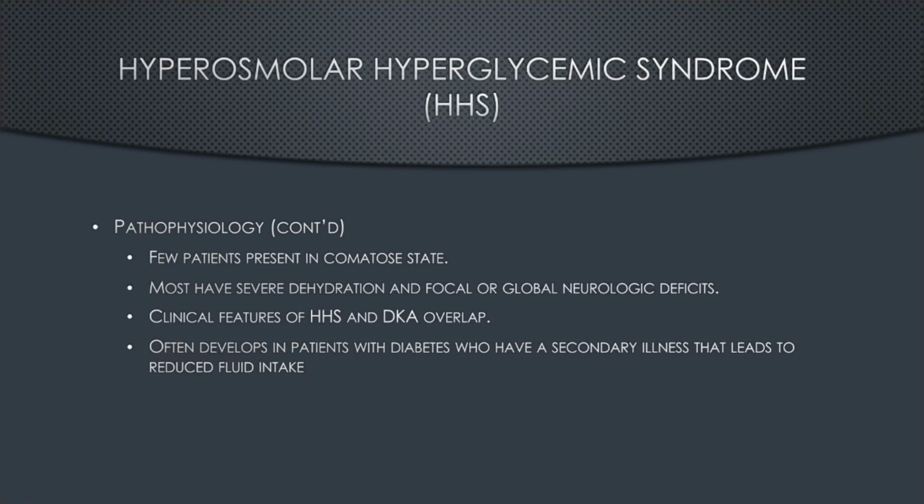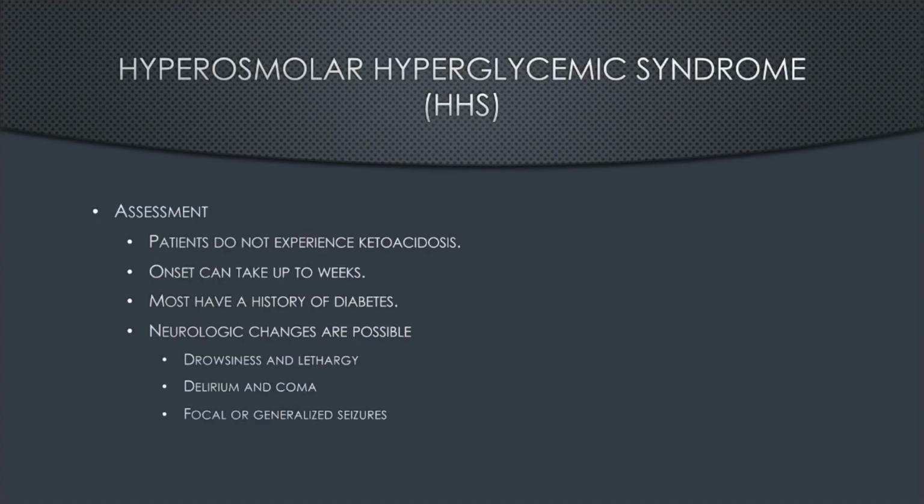Clinical features of HHS, or HONK, and DKA tend to overlap. They're very similar. It often develops in patients with diabetes who have a secondary illness that leads to reduced fluid intake. So they could have the flu or become septic, and now they become very dehydrated. When assessing these patients, remember they do not experience a ketoacidosis, so some of the things may be different. For instance, Kussmaul respirations probably won't be present. The onset could take up to weeks.